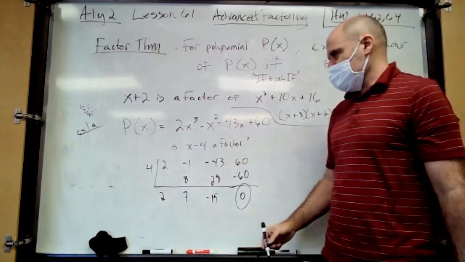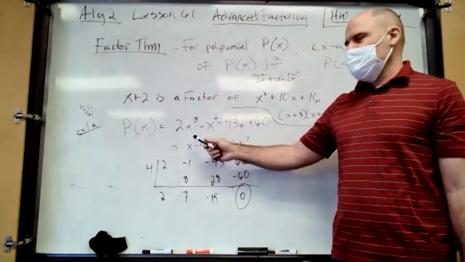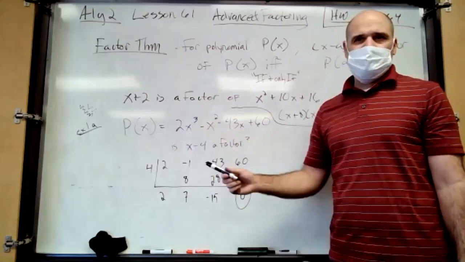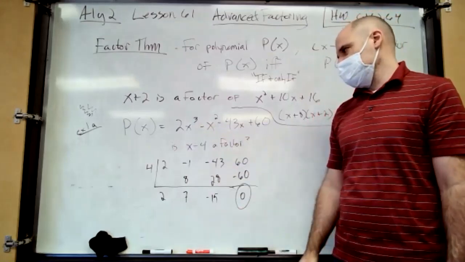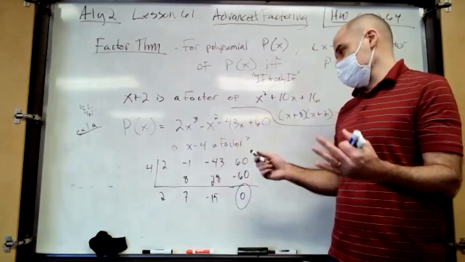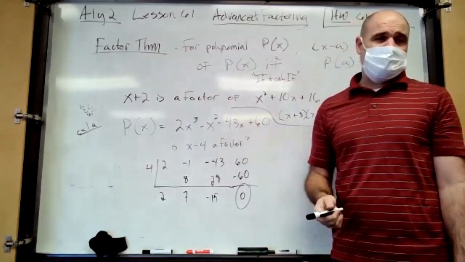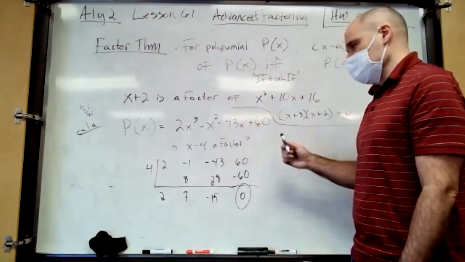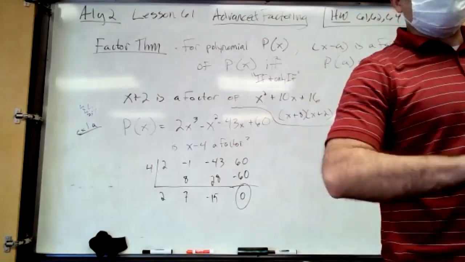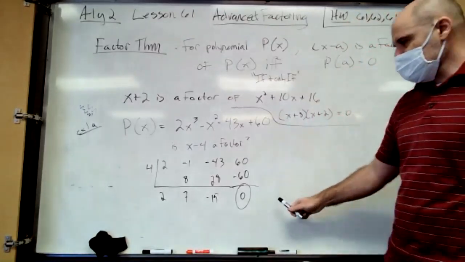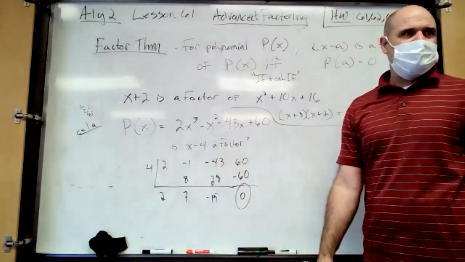Okay, I could have plugged in 4 here, and I would have got 2 times 64, which is 128, minus 16, minus 43 times 4, which is another big number, plus 60, and it would have come back to 0. That's fine. But in this case, I think synthetic division was easier.